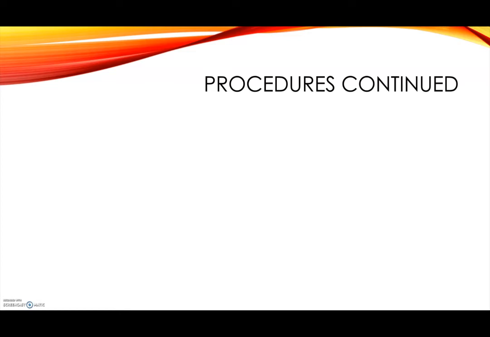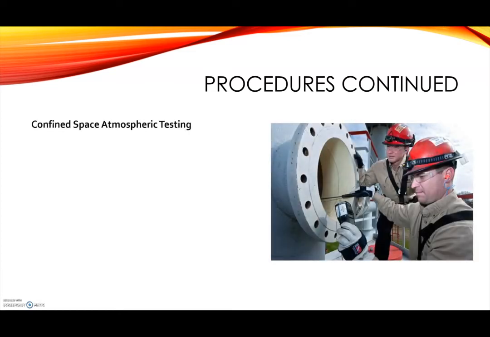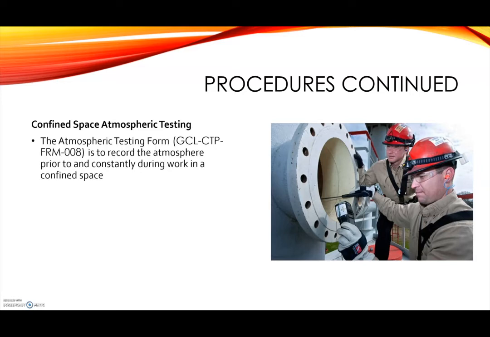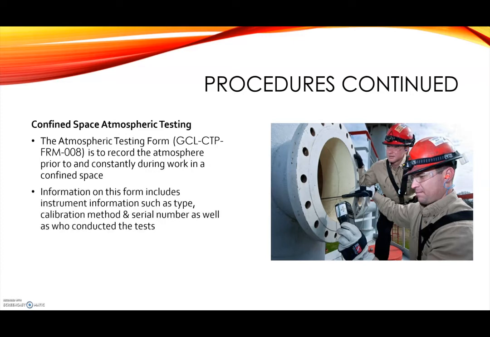Procedures continued. Confined space atmospheric testing. The atmospheric testing form is to record the atmosphere prior to and constantly during work in a confined space. Information on this form includes instrument information such as type, calibration method, and serial number, as well as who conducted the tests. Information from this form should also be recorded on the confined space permit.